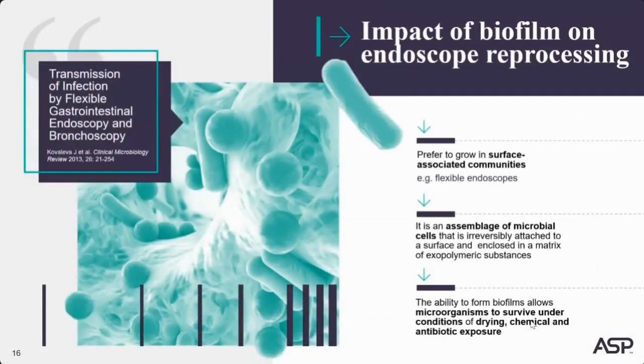What else can affect the ability for a device to transmit disease? Biofilm. Biofilm is an assemblage of microbial cells that is irreversibly attached to a surface and in a matrix of different substances. When microorganisms form biofilm, they are able to survive under conditions of drying, chemical, and antibiotic exposure. Plaque on your teeth is an example of a biofilm. And this is why you go to the dental hygienist twice a year. If the biofilm's not removed, you get gum disease and possibly even an infection. The best way to deal with biofilm is to prevent it from occurring. This can be accomplished by proper reprocessing and maintenance of flexible endoscopes.